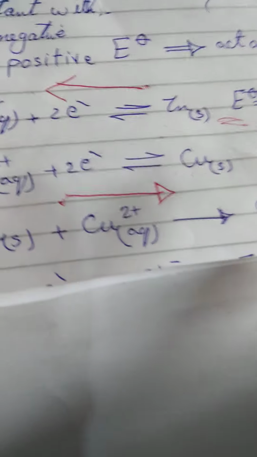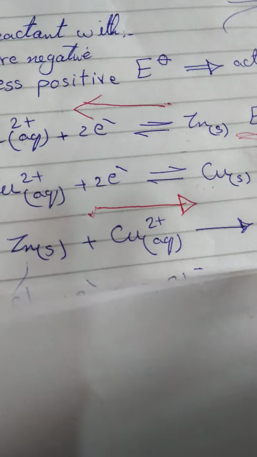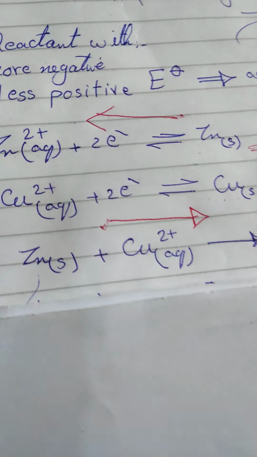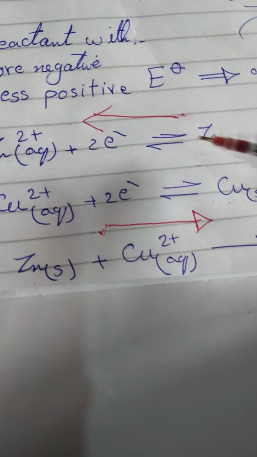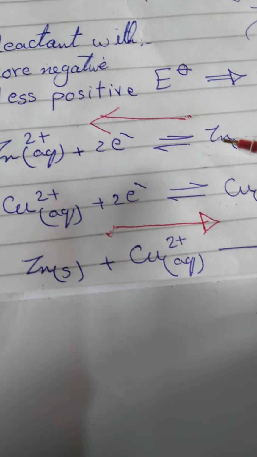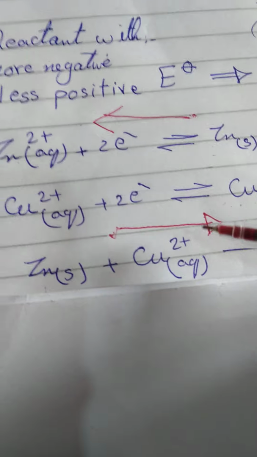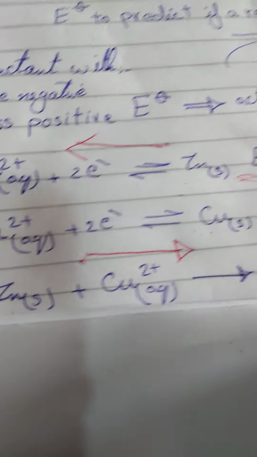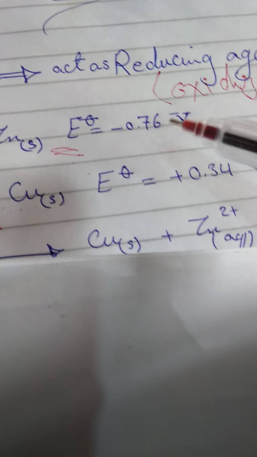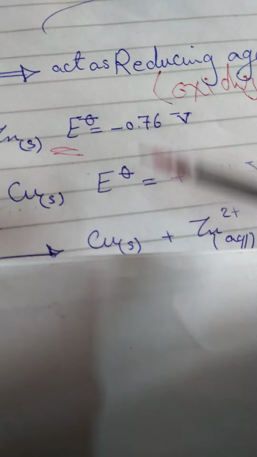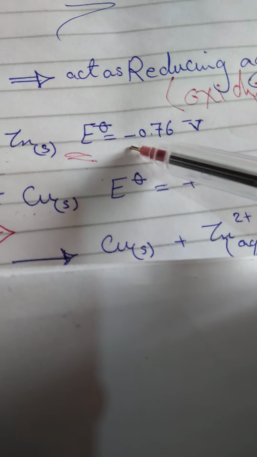Okay, let's make it easy. How can we do it in 3 steps? If you are asked which reaction will happen or which reaction is feasible, first of all, the first step, you choose the E standard value which is more negative or less positive. Here it is this one.